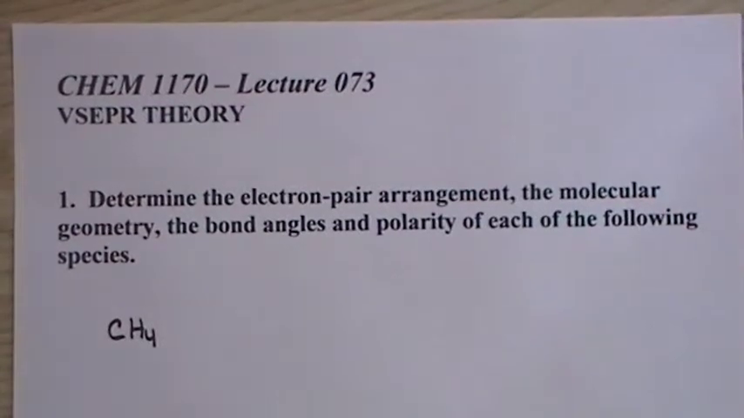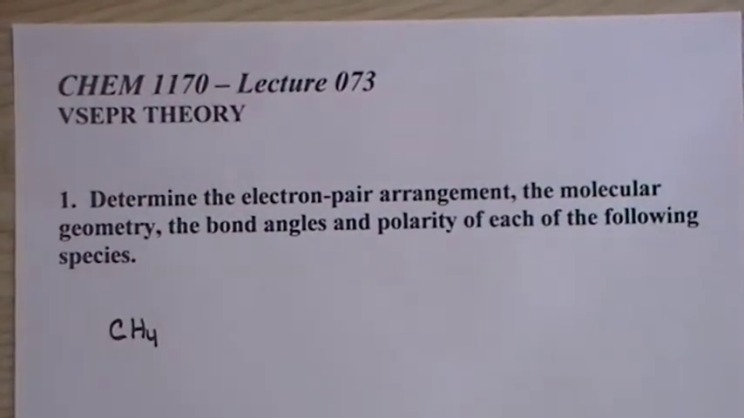Okay, we have VSEPR theory, valence shell electron pair repulsion theory. It says determine the electron pair arrangement, the molecular geometry, the bond angles, and polarity of each of the following species. I'm going to start with this. I forgot to put these ones in. That kind of follows a nice pattern if we do it this way.